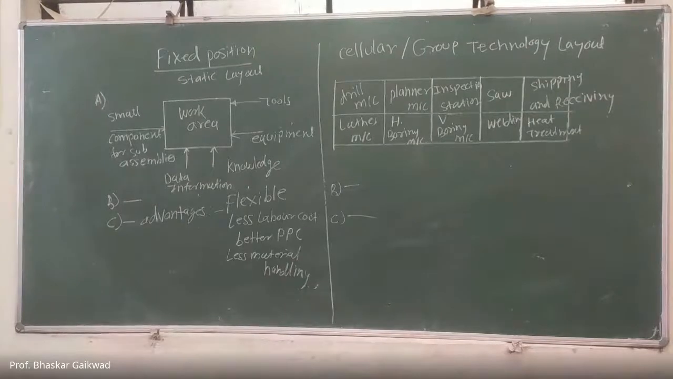and less material handling, because if you go for mechanization, automation, etc., we have to install the conveyor. But here, no use of the conveyors. We can use the crane. Just we can move all this machinery to the next place. So less material handling system is there.